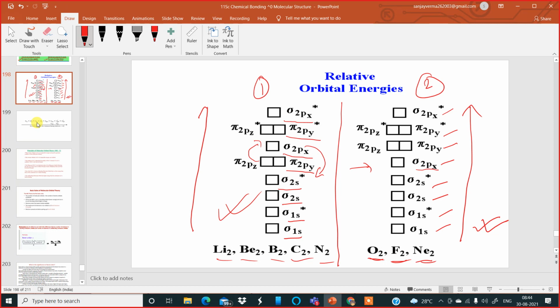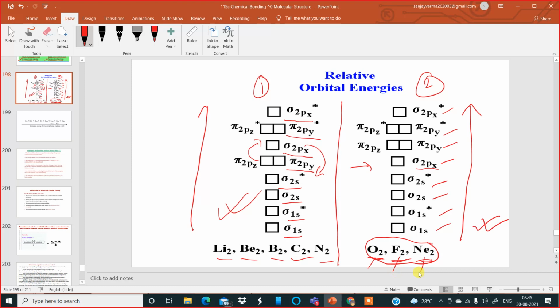Now if you see the relative orbital energies for oxygen, fluorine and neon, it is slightly different from the first one, because if you look at them very carefully, oxygen and fluorine are electronegative, and neon atoms are stable, having 8 electrons in the valence shell. So because of this, for these three, the relative orbital energy is slightly different from those of lithium, beryllium, boron, carbon or nitrogen molecules.